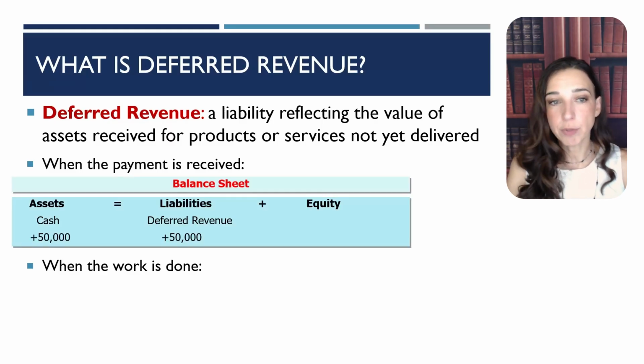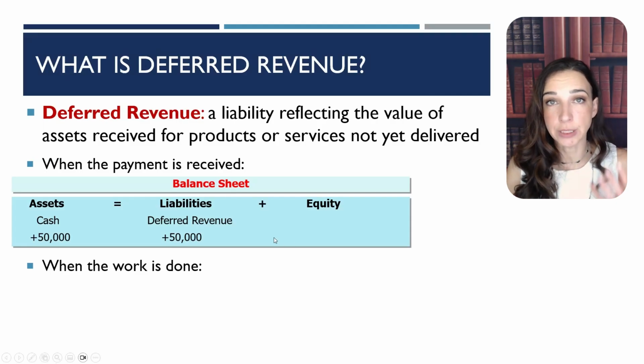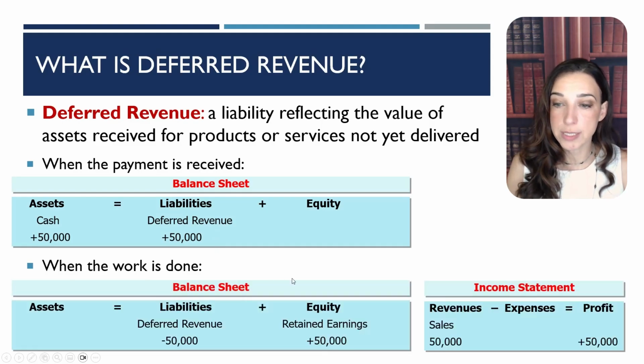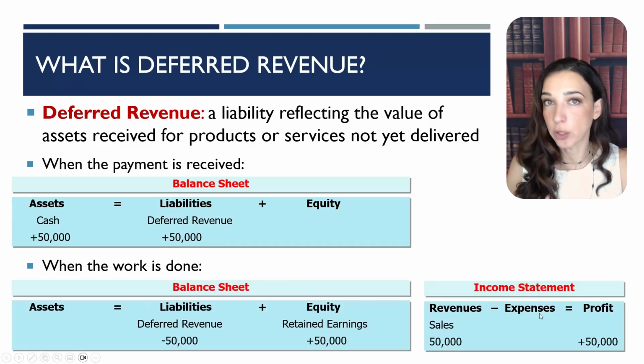So what the company records at the moment that the payment is received, if we think about our balance sheet and income statement framework: on the income statement, there's no effect, but on the balance sheet, we're going to increase cash if we're receiving cash, or increase another asset if we're paid in another fashion. And on the liability side, we're going to create an increase to a deferred liability. In the future, when the work is done, that's when we have the impact on the income statement.